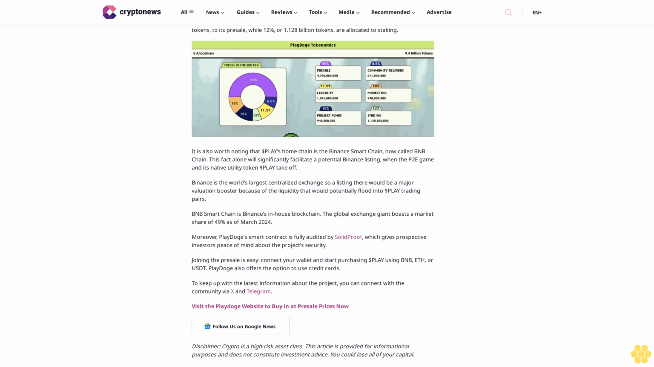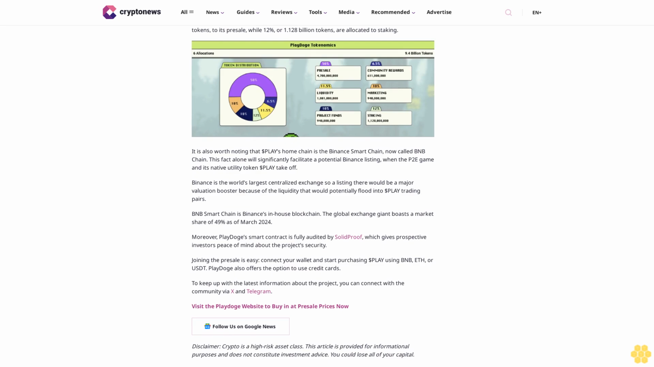Moreover, PlayDoge's smart contract is fully audited by SolidProof, which gives prospective investors peace of mind about the project's security. Joining the presale is easy. Connect your wallet and start purchasing $PLAY using BNB, ETH, or USDT. PlayDoge also offers the option to use credit cards. To keep up with the latest information about the project, you can connect with the community via X and Telegram.